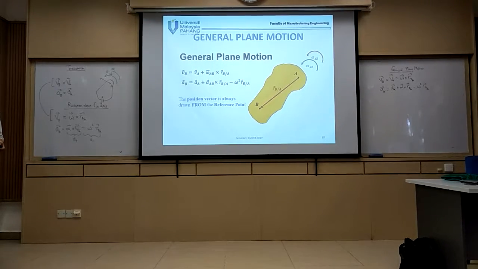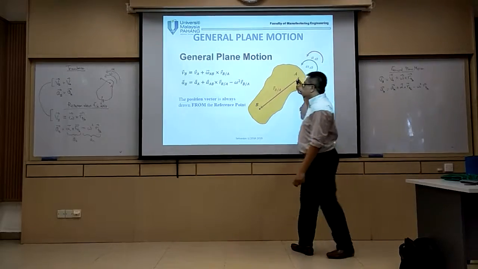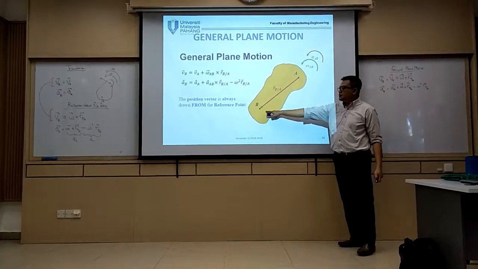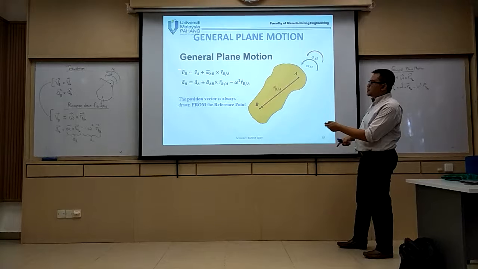Okay, any question? Okay, so this is the equation for velocity and acceleration. The position vector is always drawn from the reference point. So what is the reference? In this case, the reference is A. So the position vector is from A to B. Right? So the one that we are trying to find is the velocity.